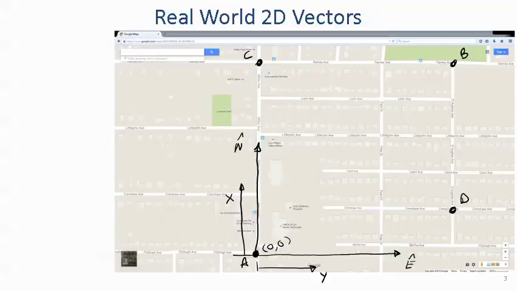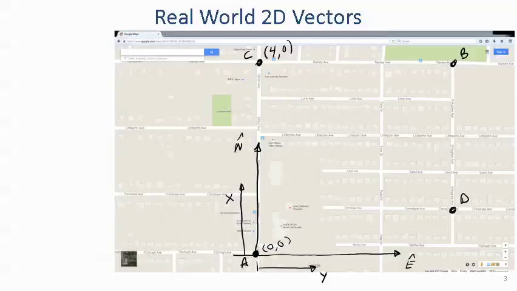Now up here at point C, we're going to give this point a different location because it's all the way up at C. In the north direction, we're going to say this is 4, and we didn't move in the east direction, so we're going to call this 4, 0. That's going to be that point.